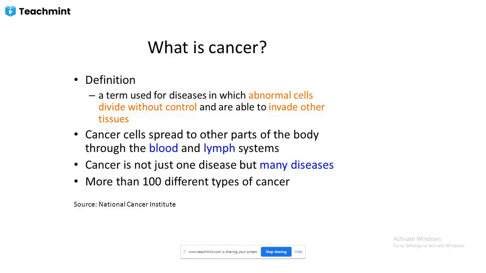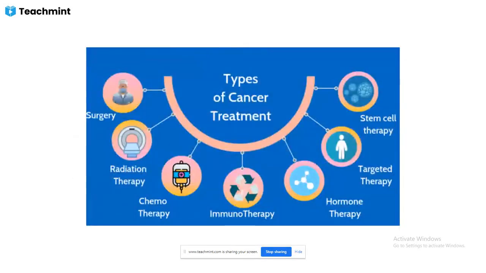Generally, they fall into the category of cancers. There are different types of cancer, dealing with different types of treatments. The general treatments are surgery, radiation therapy, chemotherapy, immunotherapy, hormone therapy, targeted therapy, or stem cell therapy.